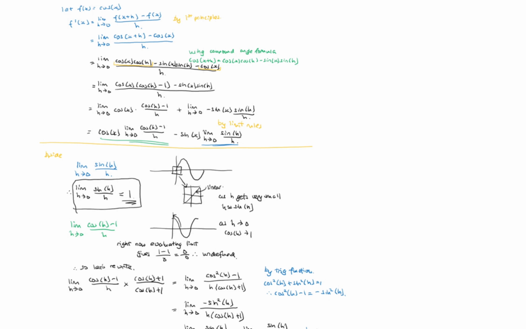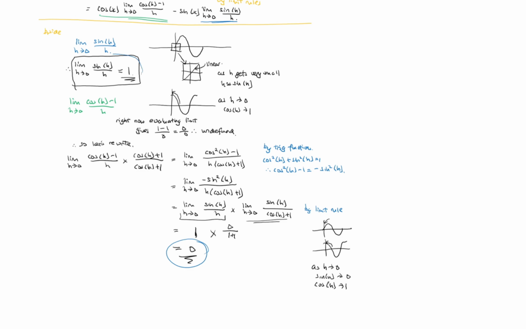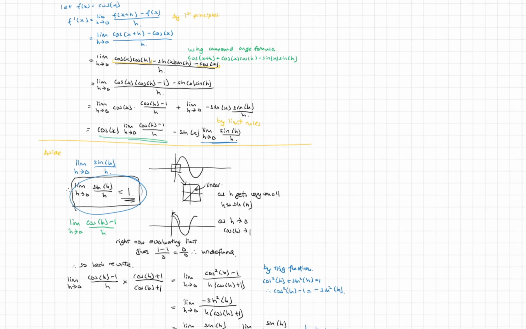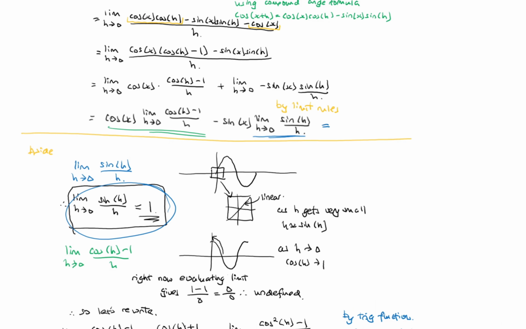Alright, so now we have all the ingredients. Let's put it back into the expression that we had before. So the 1 and the 0. Going back to that last line, it will equal cos of x times that limit. That limit, we know, gives you 0, so times 0, minus sine of x times that limit, which gives you 1. And therefore we have negative sine x.